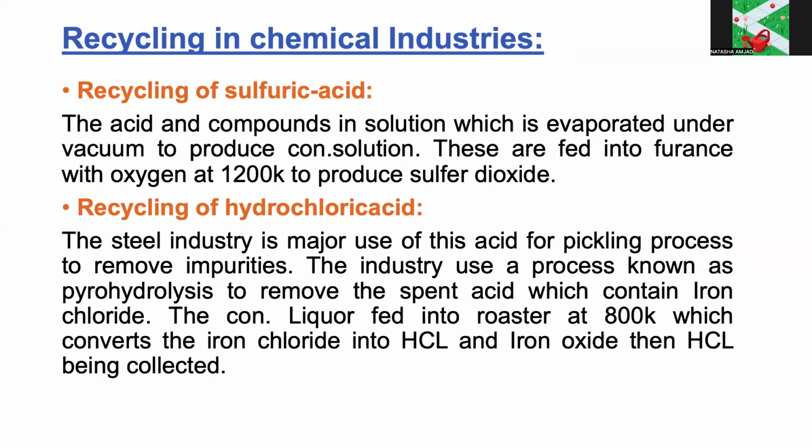There are recycling processes in chemical industries. The first step is recycling of sulfuric acid. When sulfuric acid is used in industrial processes, it can become contaminated with impurities. To recycle sulfuric acid, the contaminated acid needs to undergo a purification process. One common method is to distill the contaminated acid to separate the impurities from the sulfuric acid. This process involves heating the acid to its boiling point, allowing sulfuric acid to vaporize and then condensing it back into liquid form, leaving the impurities behind.